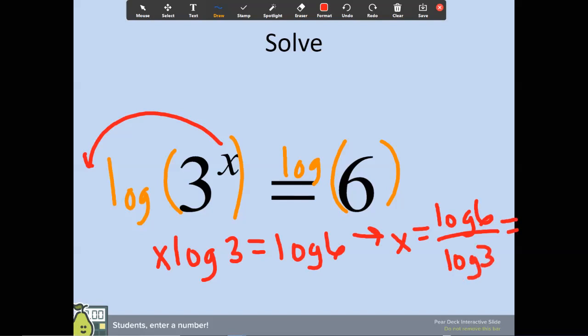I'm going to put that into my calculator. And log 6 divided by log 3. Make sure you close your parentheses unless you're entering it in the fraction form. 1.63 is my answer. And that makes sense because 3 to the first is 3 and 3 to the second is 9. It has to be somewhere in between 1 and 2. Okay, next problem.